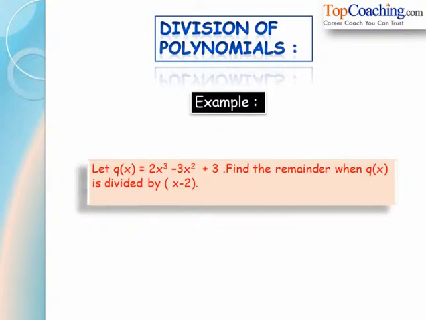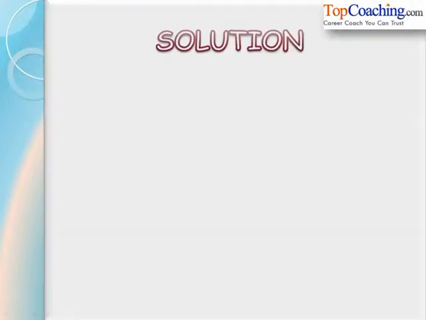So there's a twist in the problem now. Earlier we divided the polynomial by x. Now we have to divide a polynomial here by x minus 2. Note that x minus 2 is a linear polynomial, as the degree of this polynomial is equal to 1. So let's see how to solve this problem.